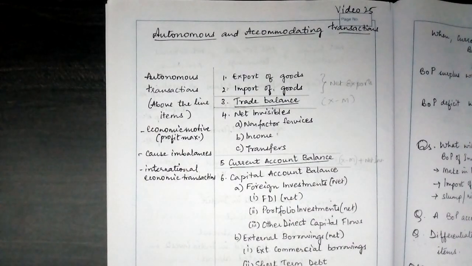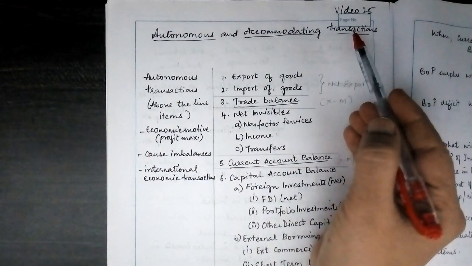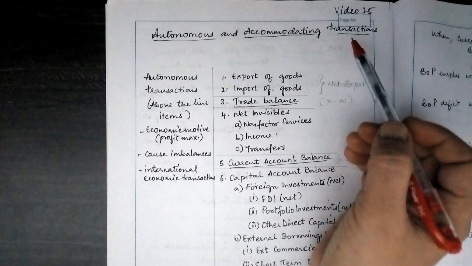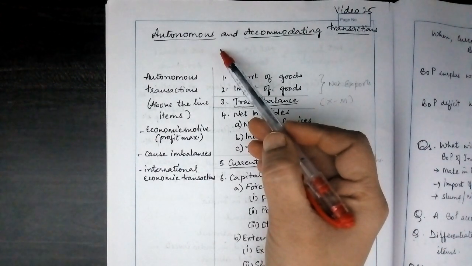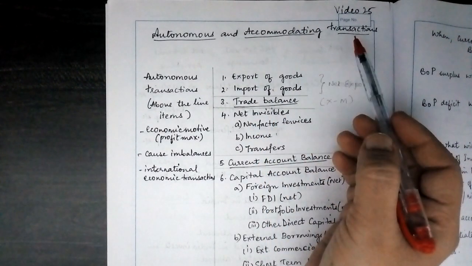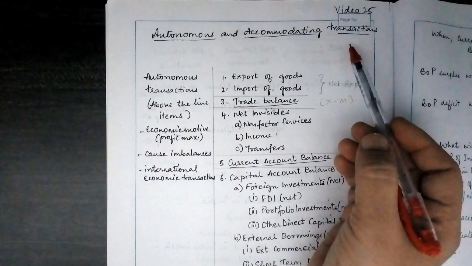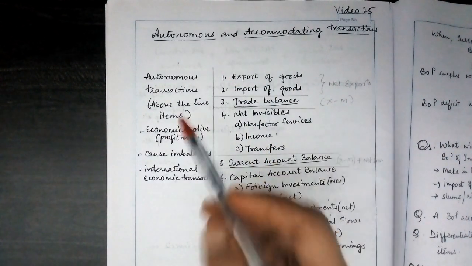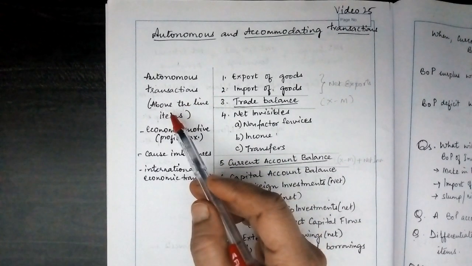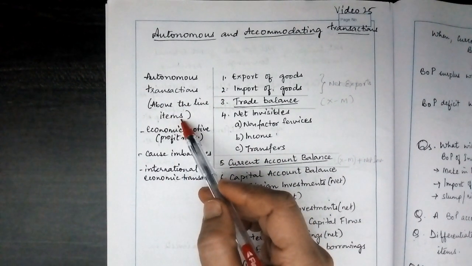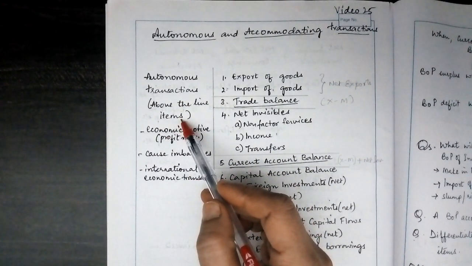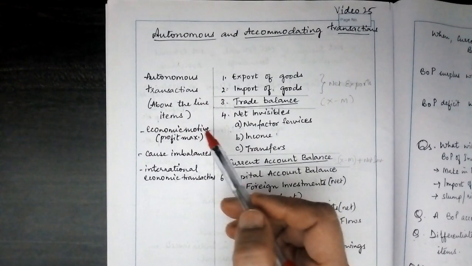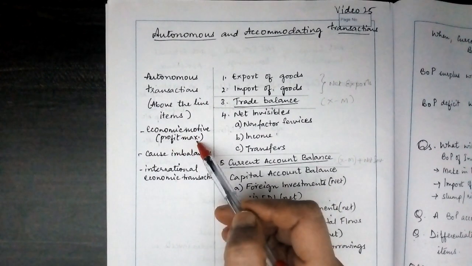In our balance of payments section, today in video number 25, we are going to learn about the autonomous and the accommodating transactions. The autonomous transactions are those transactions which are called above the line items. They are generally undertaken for some economic motives like profit maximization.